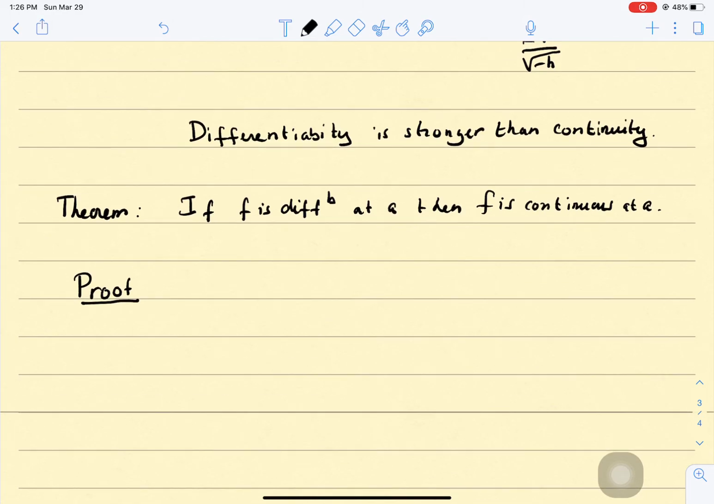The limit as h approaches 0 of f at a plus h minus f at a. You're going to ask, why are you looking at that? Well, I'm looking at that because if f is continuous, then f at a plus h should be close to f at a when h is close to 0. That means that the limit that I'm writing down here should be equal to 0. Now, is it? Let me see.